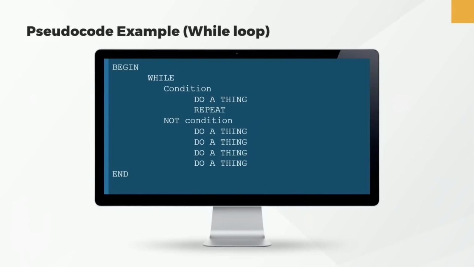So in this case, the pseudocode of do a thing simply represents an action that needs to be taken based on the status of the condition, and the not condition is simply what to do in the opposite case, again with repetitions if necessary.